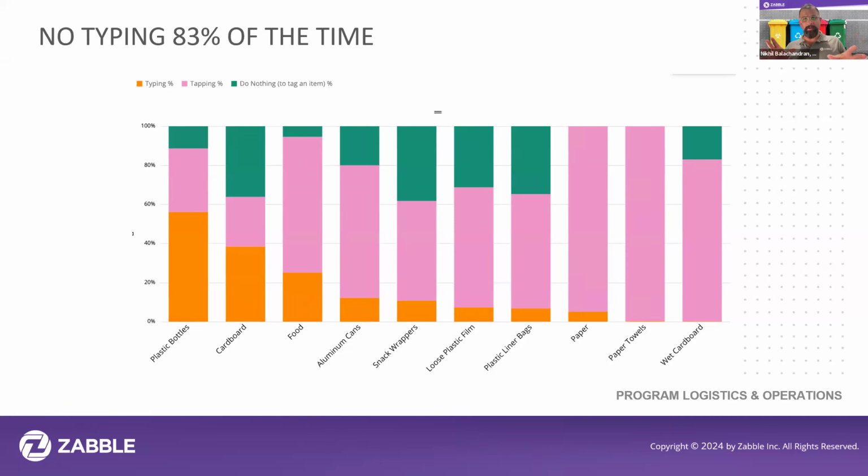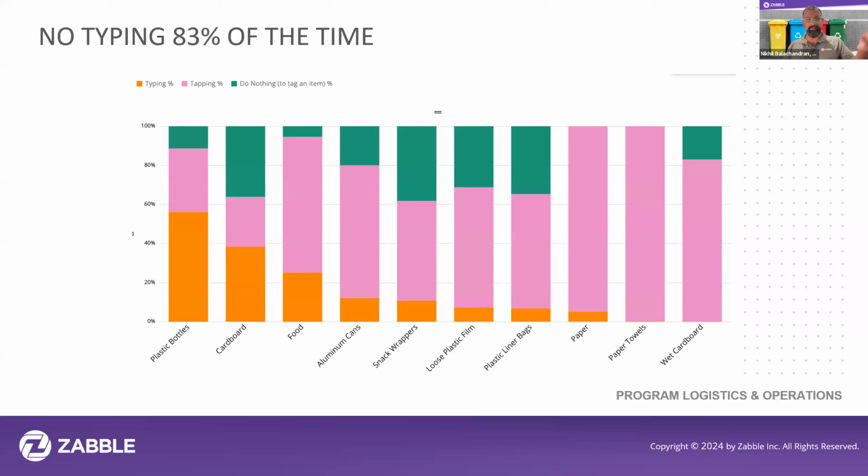So our benchmark for this was how often a user is typing to note down contaminants while at the bin. And what we found was over 83% of the time, there was no typing involved. The item was automatically detected and the user either had to tap to select it or tap to unselect it if there was a false positive.